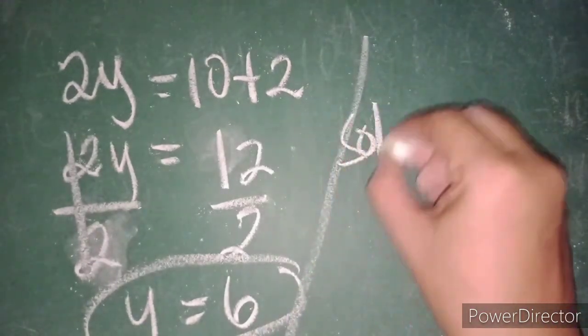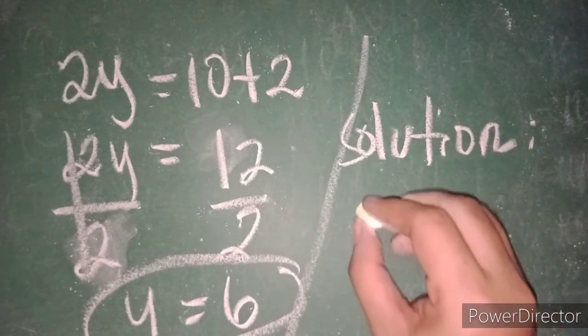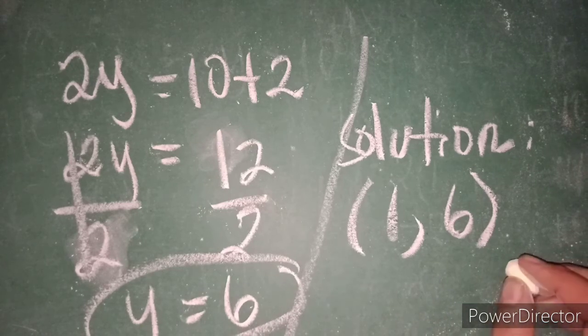Therefore, ang solution ng system of linear equation natin in 2 variables is (positive 1, positive 6). And that's all for now.